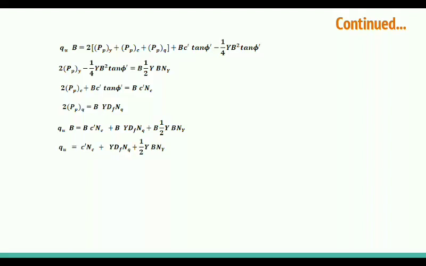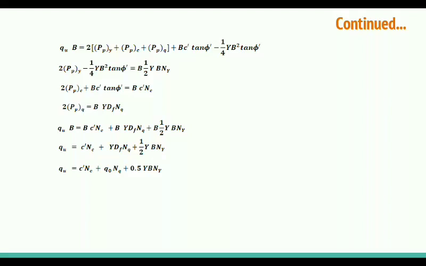So in the last expression you will see we have taken B common and then we just neglected it. B is nullified from both sides, then we can write qu, which is the ultimate bearing capacity of a soil: c dash Nc plus gamma Df. See, in this case, B is cancelled. And the third expression is plus 1 by 2 gamma B into N gamma.